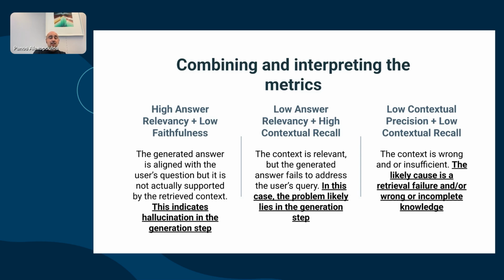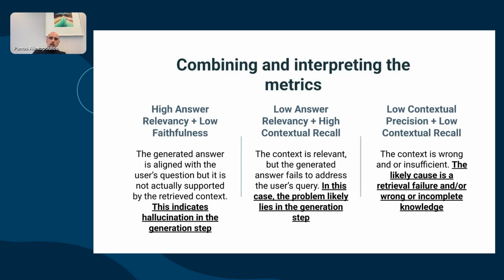This indicates hallucination in the generation step, right? It's not that the retrieved context is relevant, so it's not a retrieval problem, but the fact that the answer is not faithful to the context indicates that the LLM has practically ignored the context and has decided to give us its own answer.